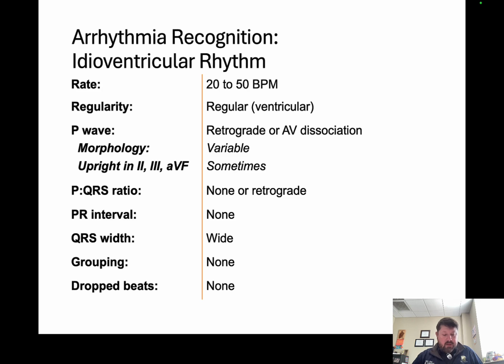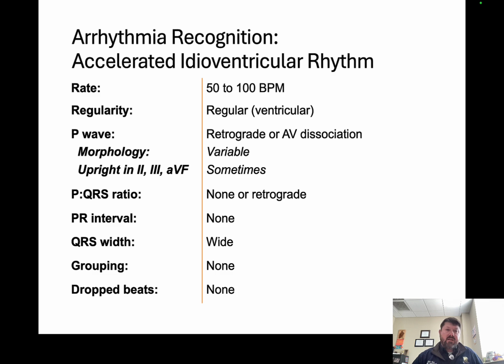No P to QRS ratio. The PR interval, we don't have any. QRS width is going to be wide. No grouping or dropped beats. And then the rules are the same for the accelerated idioventricular, except now the rate is 50 to 100.